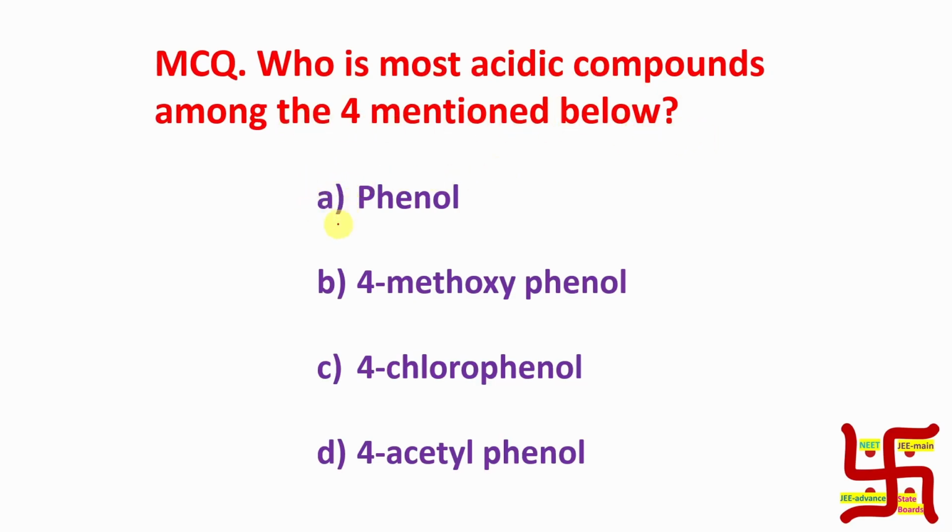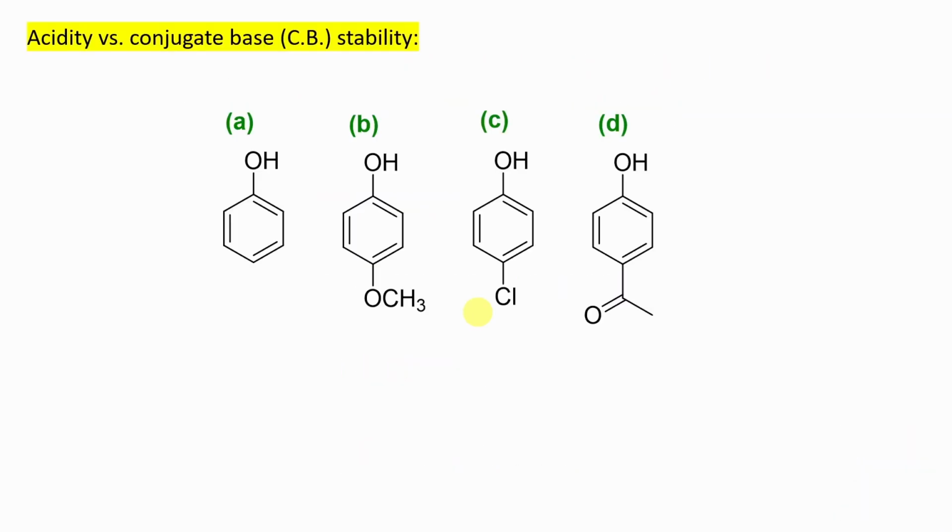The compounds are phenol, 4-methoxyphenol, chlorophenol, and 4-acetylphenol. I know students will say, sir, it is a little difficult to understand from the name. If you give these structures, then it would have been easier. I agree, that's true. But sometimes in a question, they don't give the structure. Instead, they just give the name. So you have to draw the structure in order to get the right answer. So I have drawn the structure in front of you.